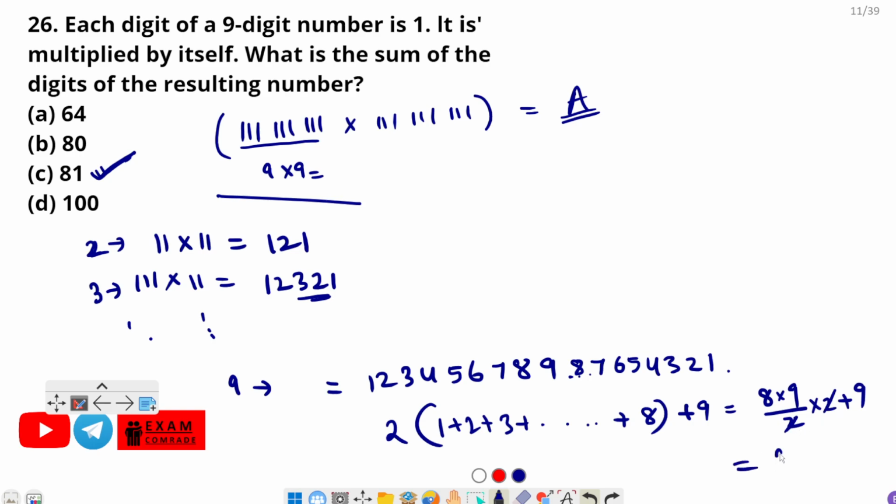So the answer is 9 into 8 plus 1. Answer is 81. If you know the digital sum, we can directly mark. If you don't know digital sum, it may take some time to solve this.